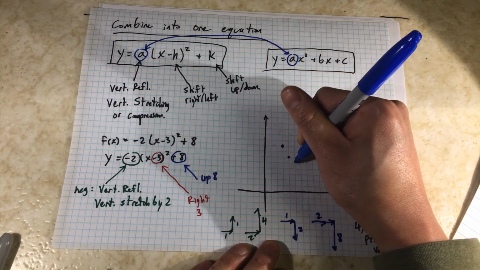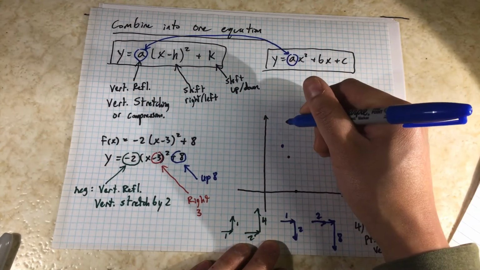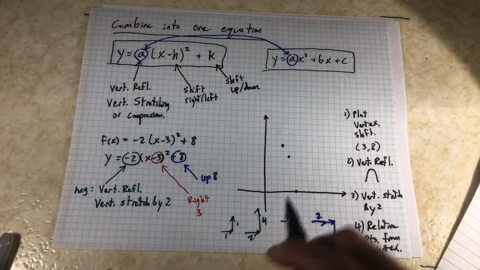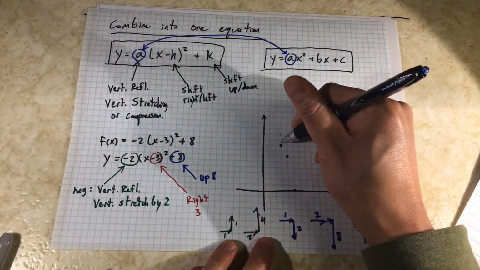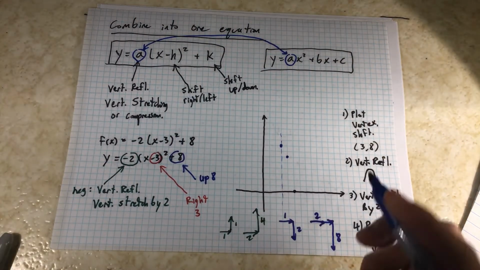1, 2, 3, 4, 5, 6, 7, 8. And we should also be symmetric about this line of symmetry, right? There's a vertical line that goes through the vertex, and we should be symmetric about that line.